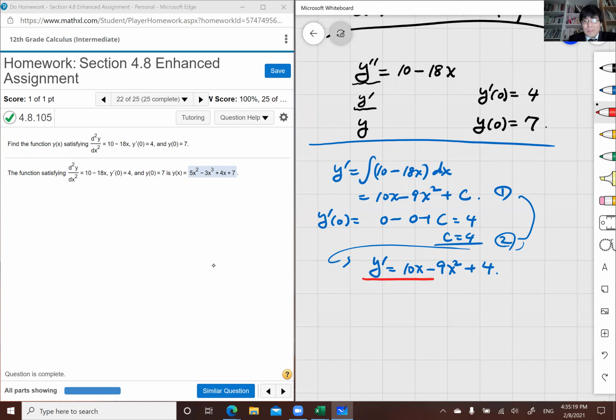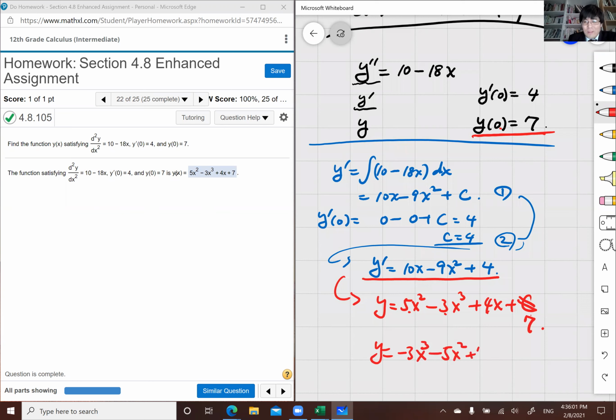Now we are going to use this and this to find y. It's another antiderivative problem with an initial condition. So integrating, you're going to get 5x squared minus 3x cubed plus 4x plus c. And when x is equal to 0, y is equal to 7. So we know that 0 plus 0 plus 0 plus c is 7. So it's obvious that c is equal to 7. Now, well, that's the answer. Well, this is not the best answer. Hopefully, you can rewrite the expression in descending order of degree like this.